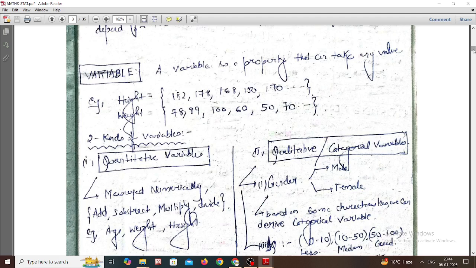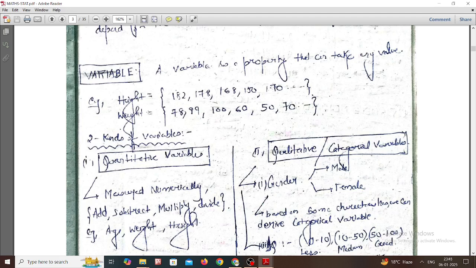So we are considering that, categorically, we take it as x, and x might be 1, 2, any value. Like height is a variable, and we see 182, 178, 168, 150, 170. If we consider these particular 1, 2, 3, 4, 5 as the 5 heights of the people which we have taken into the data set.